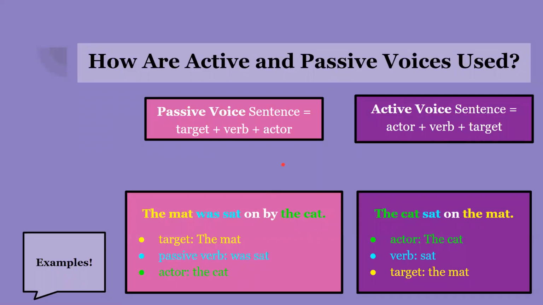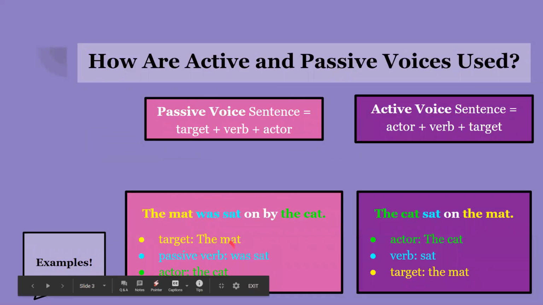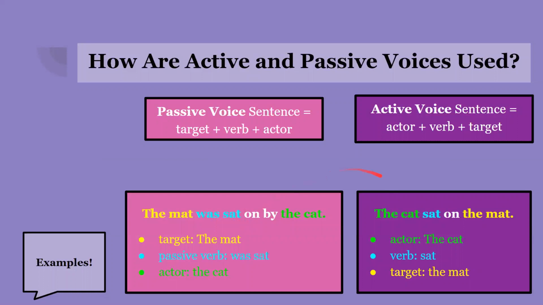So how are active and passive voices used? Here's some examples. The mat was sat on by the cat. The target is the mat, the passive verb was sat, and the actor is the cat. The cat is doing the action on the mat, and the action was sat.